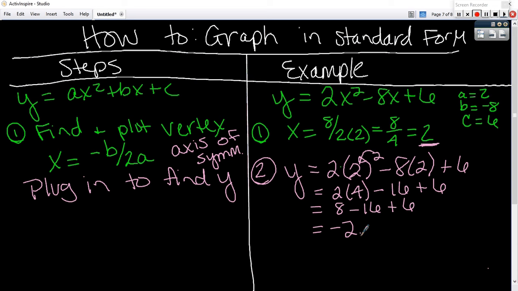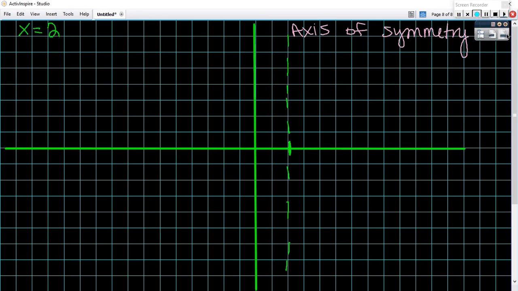So what are the coordinates of my vertex? 2, negative 2. Does that confuse anybody? Then I'm going to flip right here, and I'm going to plot 2, negative 2. There's my vertex.